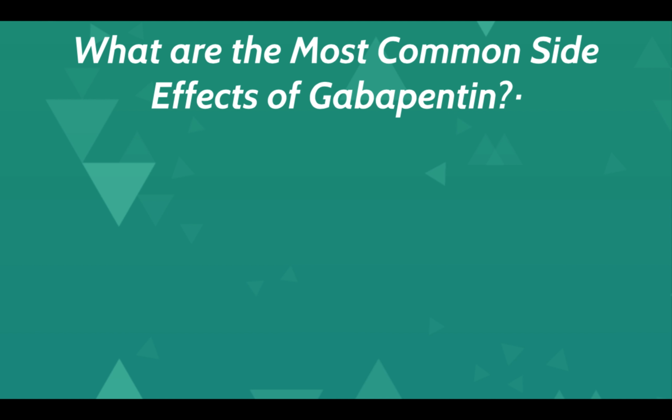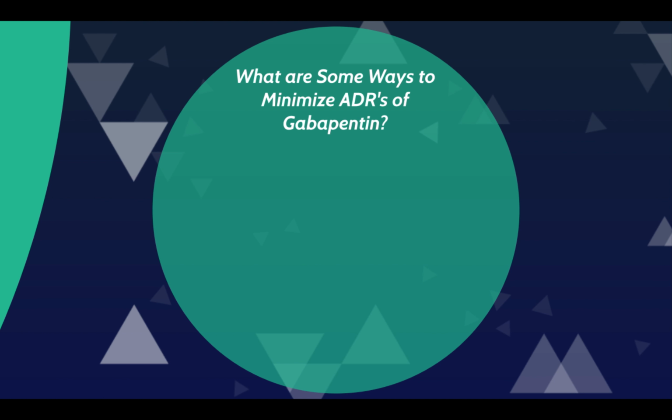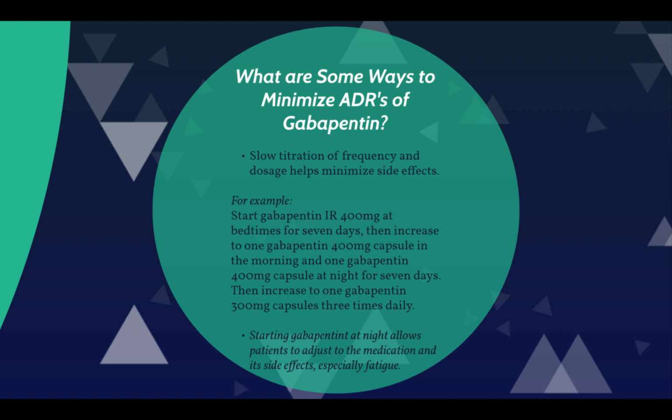So what are the most common side effects of gabapentin? The most common side effects relating to gabapentin are dizziness, drowsiness, fatigue, and ataxia. So what are some ways that we can minimize these adverse drug reactions of gabapentin within this patient?